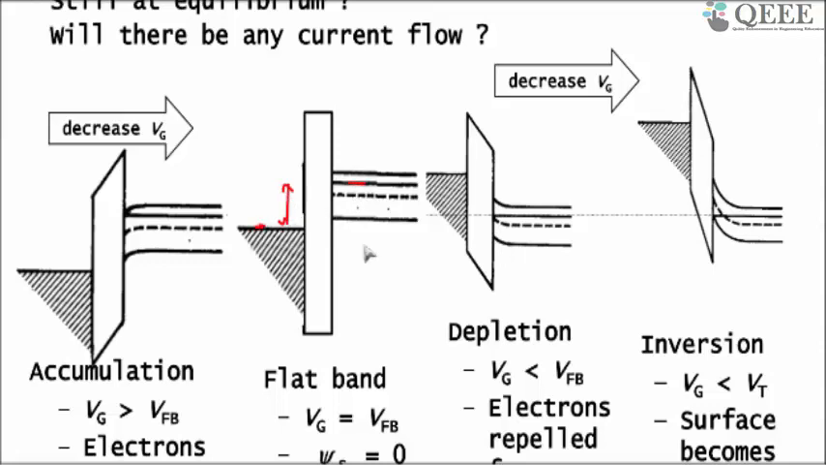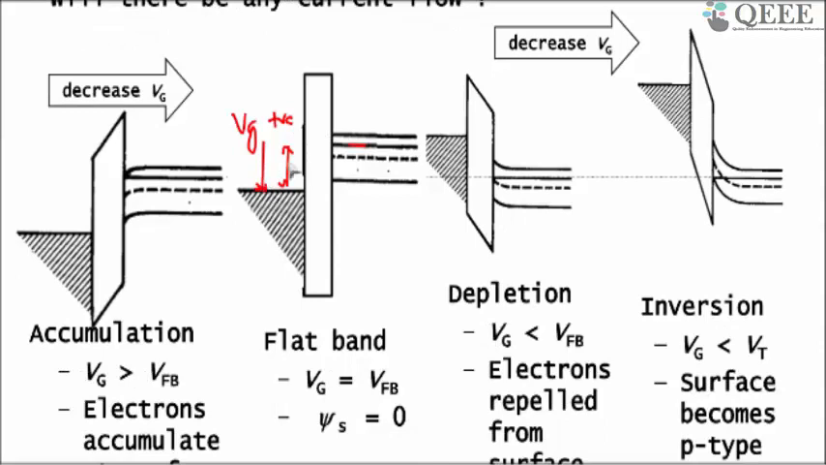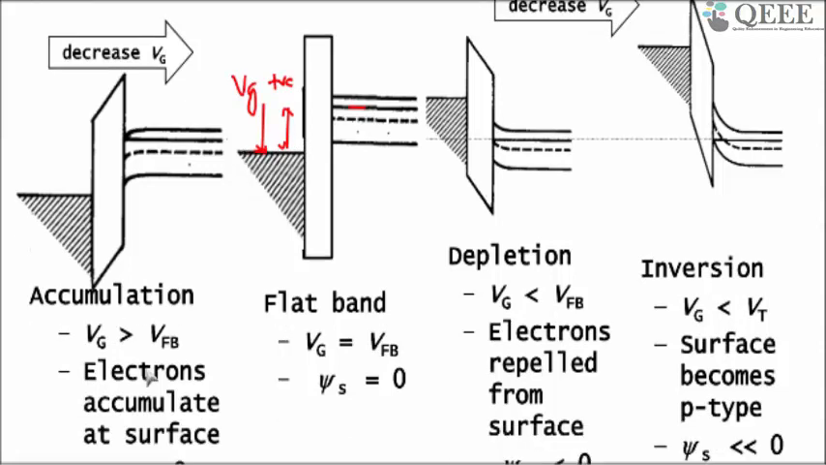Since this side has gone down, that means you have applied some positive bias. You remember we have gone down from here to here. That means VG should be positive. If you keep on increasing the VG, that means if VG is greater than VFB, then you are trying to pull this further down.